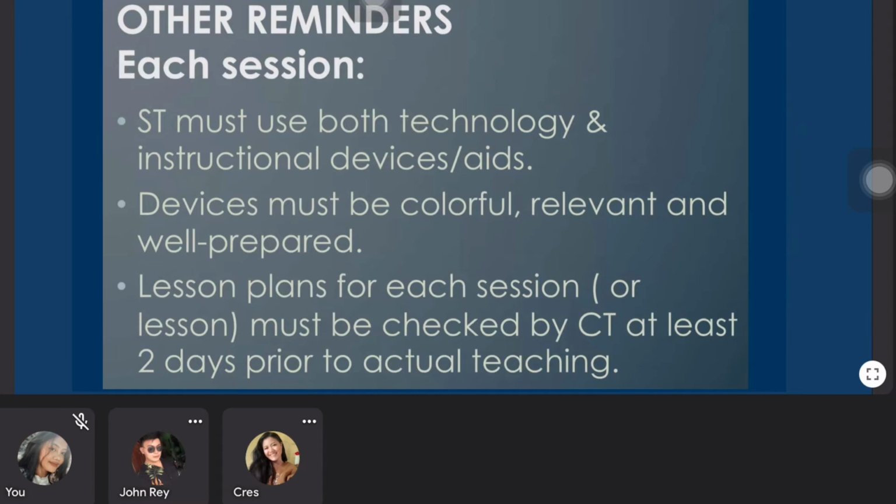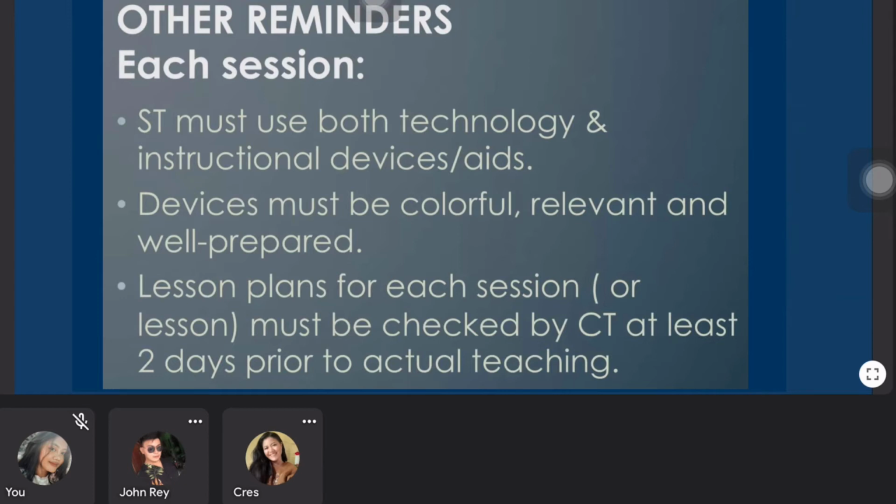Next, we have devices must be colorful, relevant, and well prepared. So of course, when we teach, the background for our lessons should not be dull. It should be colorful, so that it will be captivating for the students. And of course, it should be relevant. We should not put anything that is not related to our lesson. And well prepared, meaning not rushed in our preparation, otherwise it will not be well presented.